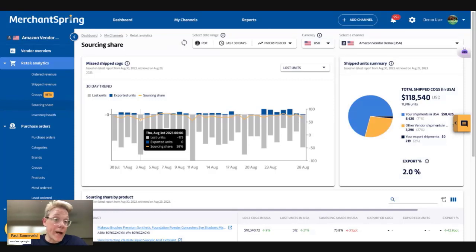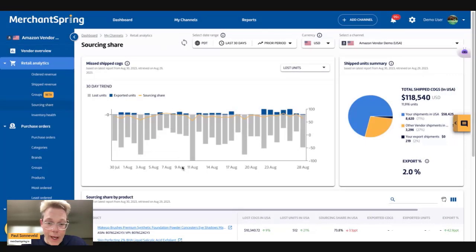Now, there could be a variety of reasons for that. I don't have complete insight into that, but it could be either because your inventory is not available, or it could be an arbitrage opportunity for Amazon. Maybe they have access to a lower unit COGS in another country, for example, or from another distributor. But the point is, lost units really reflect the opportunity or where you've lost sales as a result of Amazon deciding to ship from another source instead of your source that is directly connected to your vendor account.